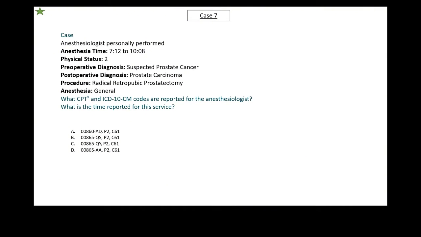Anesthesia time 7:12 to 10:08. Physical status 2. Preoperative diagnosis suspected prostate cancer. Postoperative diagnosis prostate carcinoma. Procedure radical retropubic prostatectomy. Anesthesia general. And I guess you have 2 minutes to solve.